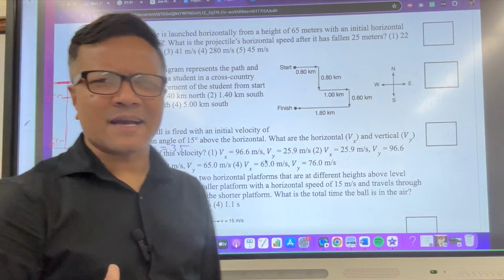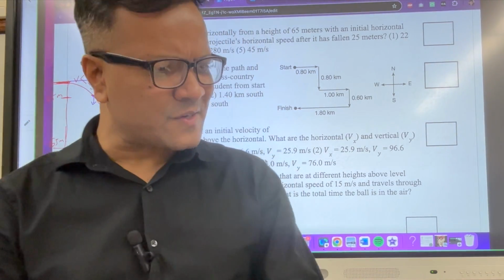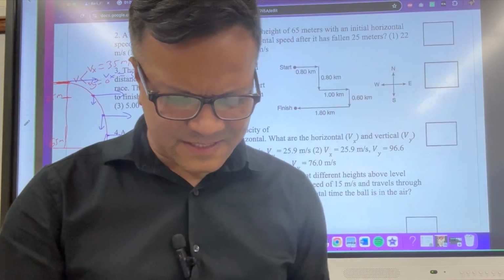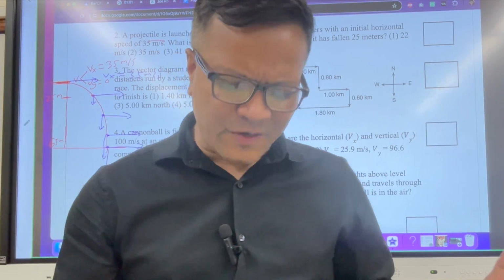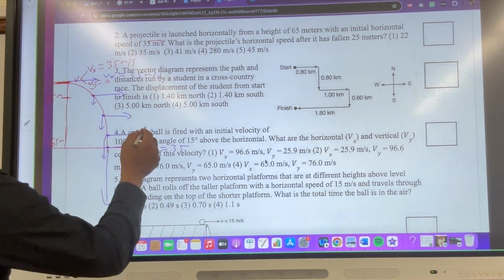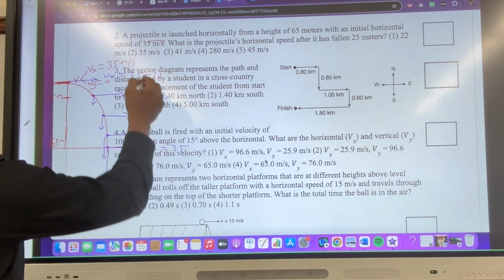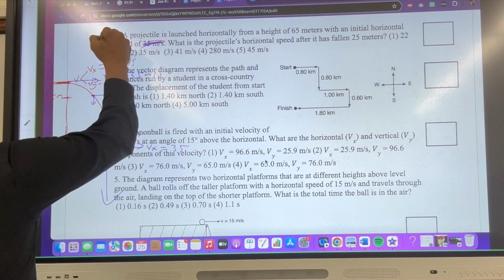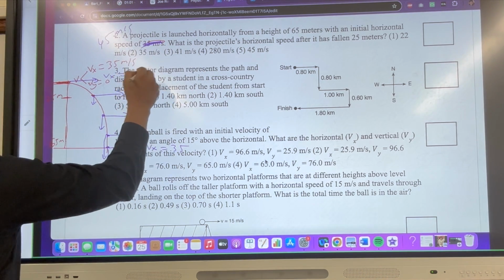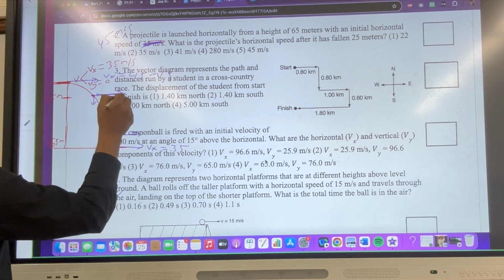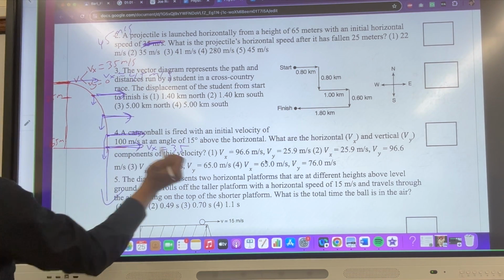For set B, I changed the horizontal velocity to something else. For folks who are taking set B, it was 45. If it drops with 45 meters per second, then this is 45, this is 45, this is 45, this is 45.